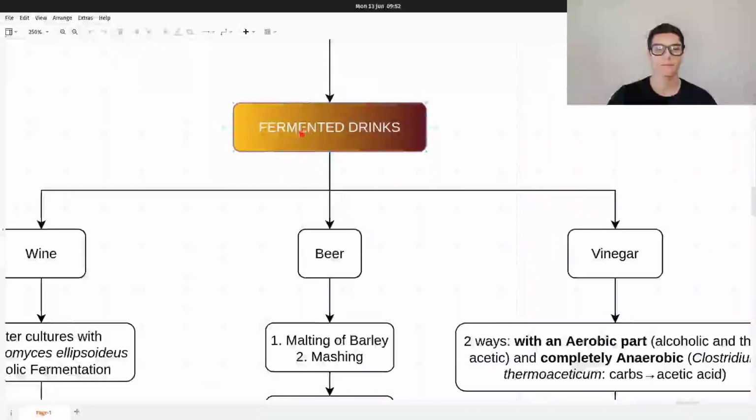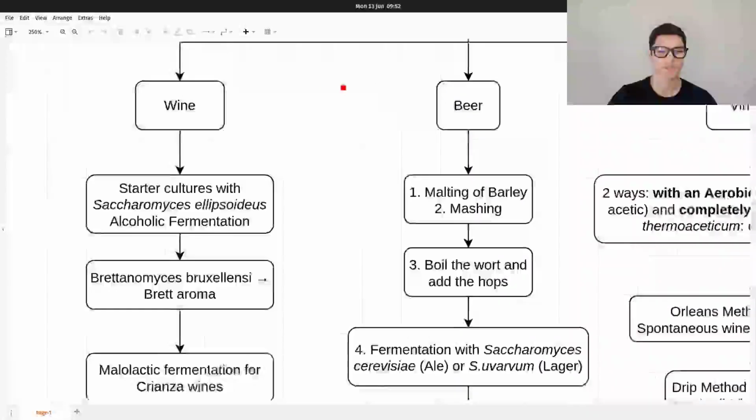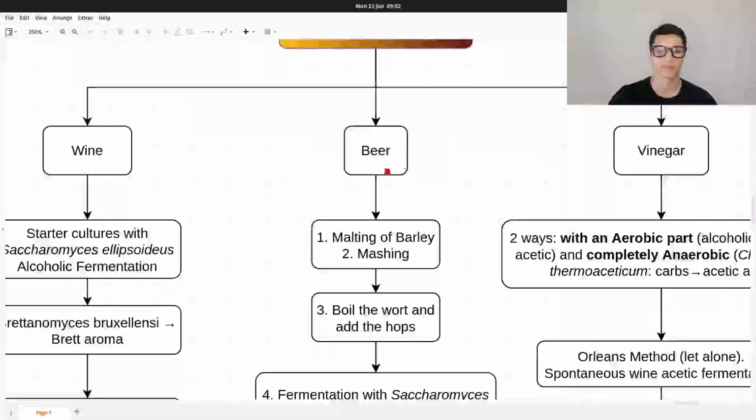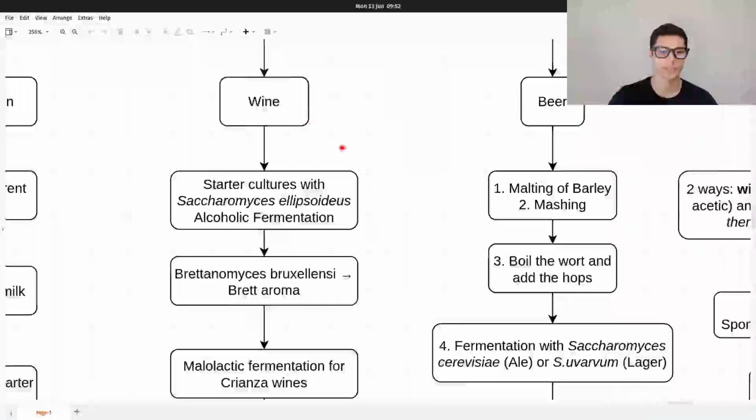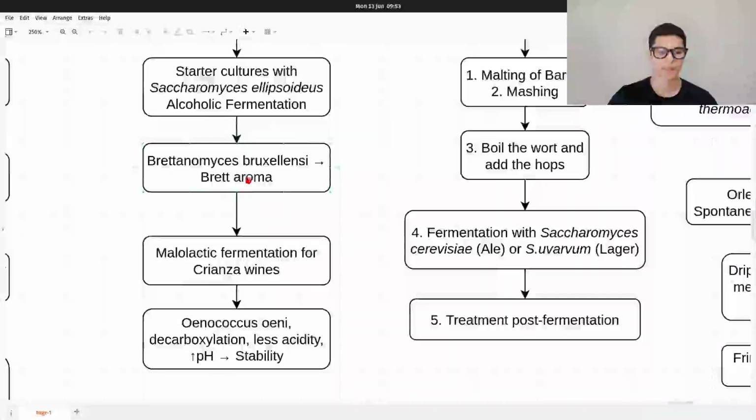Continuing, we have the fermented drinks, such as wine, beer, and vinegar. Starting with wine, we need starter cultures with Saccharomyces ellipsoideus. And wine will undergo the alcoholic fermentation, of course. If you ever heard about the bread aroma, that's because of the Brettanomyces bruxellensis.